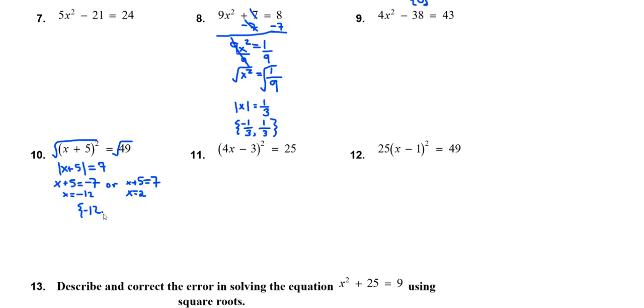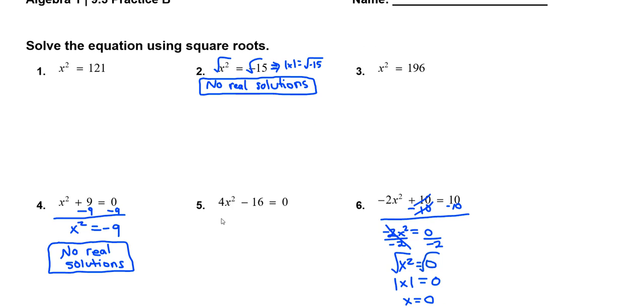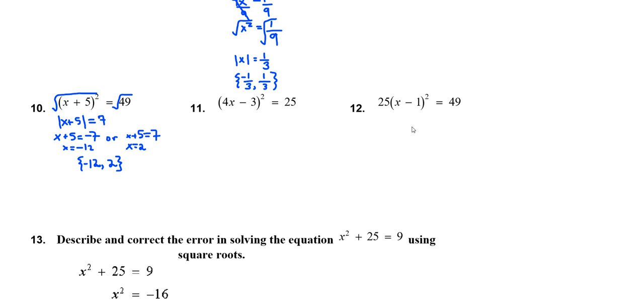And the last one here, number 12. I need to get that quantity squared by itself first, so I'm going to divide both sides by 25. Again, kind of nice because 49 and 25 are both perfect squares, so I'm not going to simplify that yet. I've got the quantity x minus 1 squared equals 49/25.